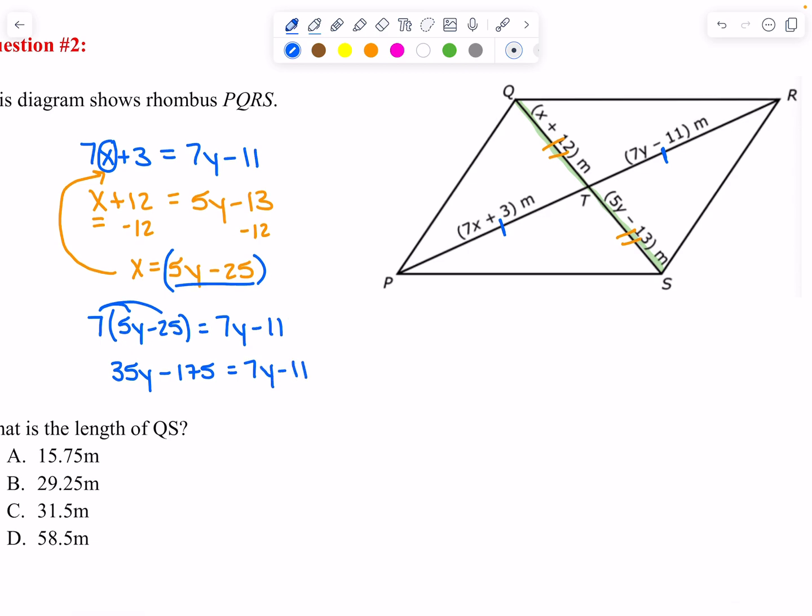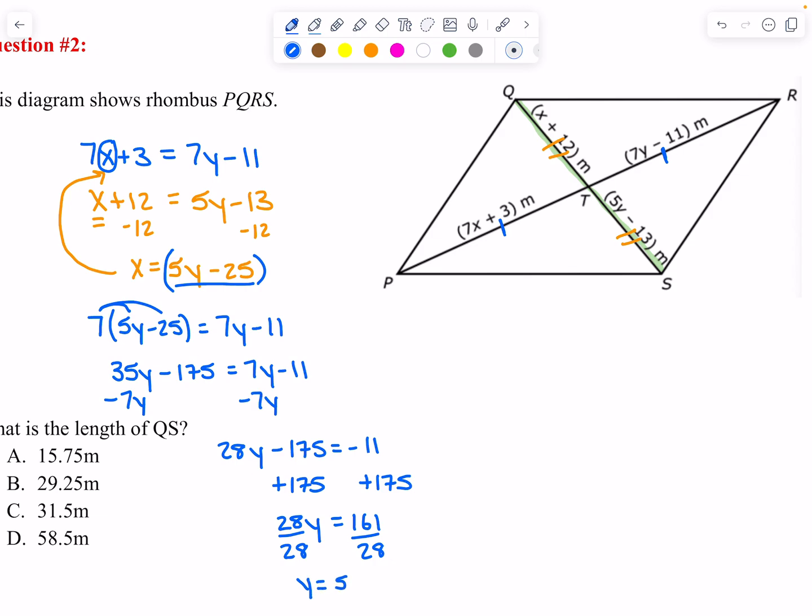Then we always like to move the variable on the same side by moving the one with the smaller coefficient. So I'm going to subtract 7y. And I get 28y minus 175 equals negative 11. I'm going to then add the 175. So I get 28y is going to equal 161. And then I can divide both sides by 28. And y will equal 5.75. So I look back over at the problem, and I need to figure out QS.